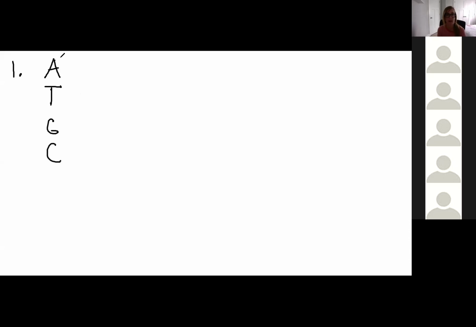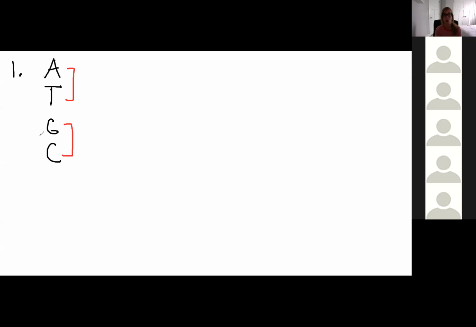These are our base pairs, right? Well, these are our bases. And which ones go together? A and T, and C and G. Right. Okay, and I drew it that way. So the first thing you need to realize is what goes with what.